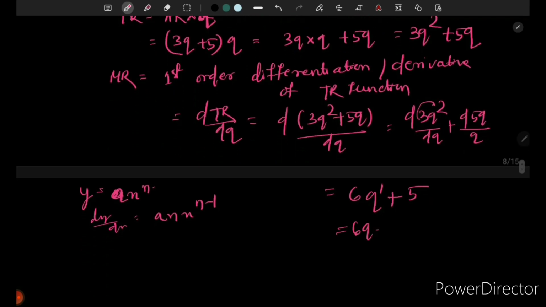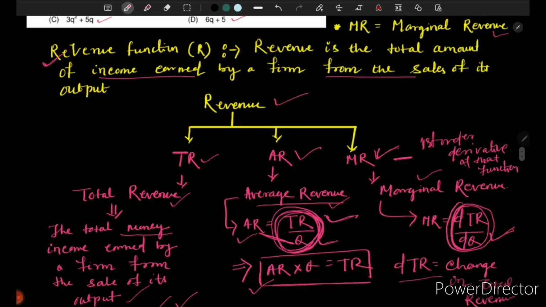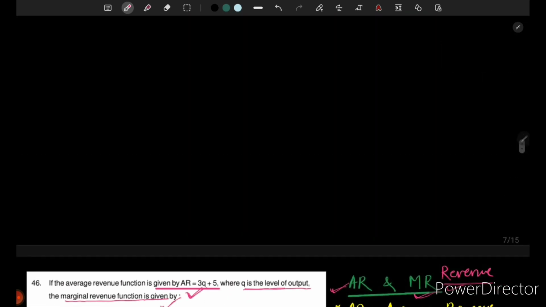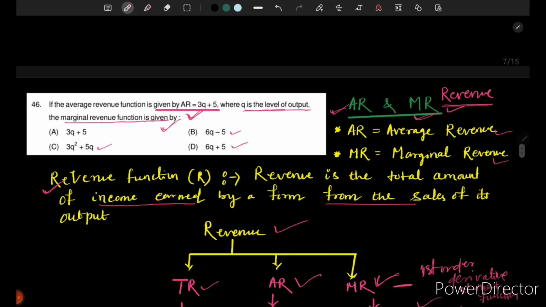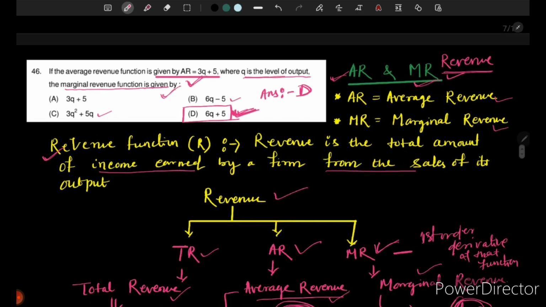So 6q plus 5 is the answer. So I'll match it with the question, 6q plus 5. So 6q plus 5, this is the answer. So the answer is option D, 6q plus 5. So I hope you all easily understood the question. Thank you.